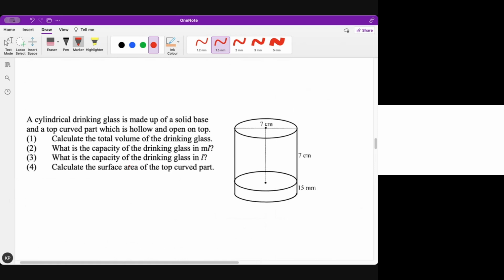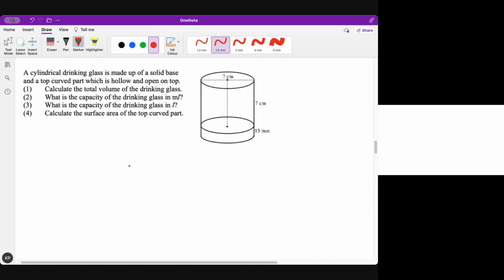Okay, let's do a little bit of the question that is going to make us feel like we have earned this brain break. Okay, a cylindrical drinking glass. So this is a glass, okay? How does a glass look, guys? At the top, does it have a circle at the top? No. So we know it's open at the top, right? There is no circle over here. Okay. Made up of a solid base and a curved top part which is hollow and open.